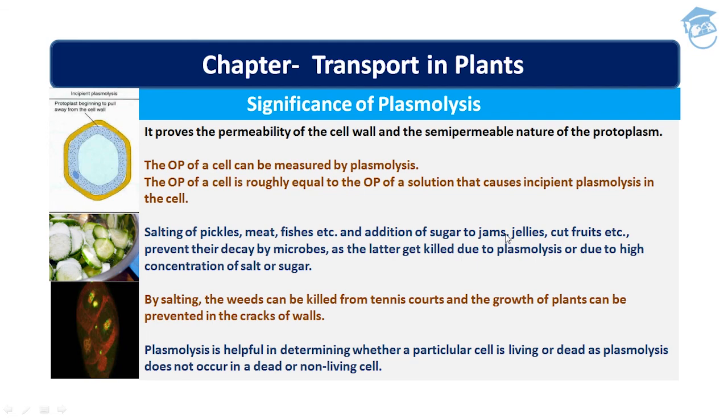For example, salting of pickle, meat, fishes, and addition of sugar to jam, jellies, cut fruit, etc. prevents their decay by microbes, as the latter get killed due to plasmolysis caused by the high concentration of sugar or salt. By salting, weeds can be killed from tennis courts, and the growth of plants can be prevented in the cracks of walls.